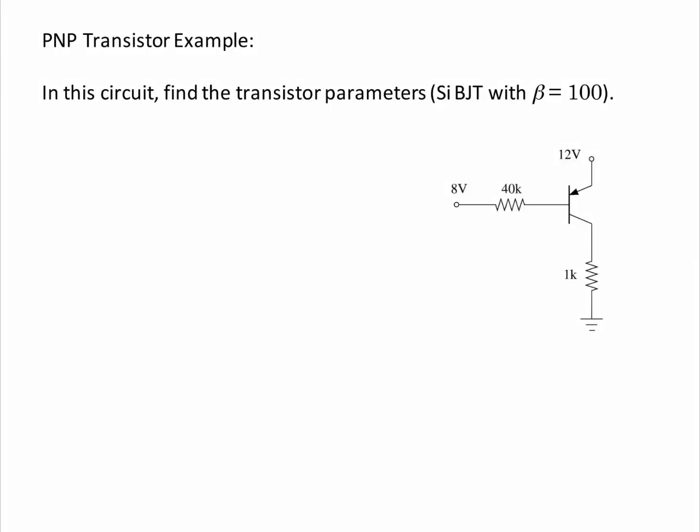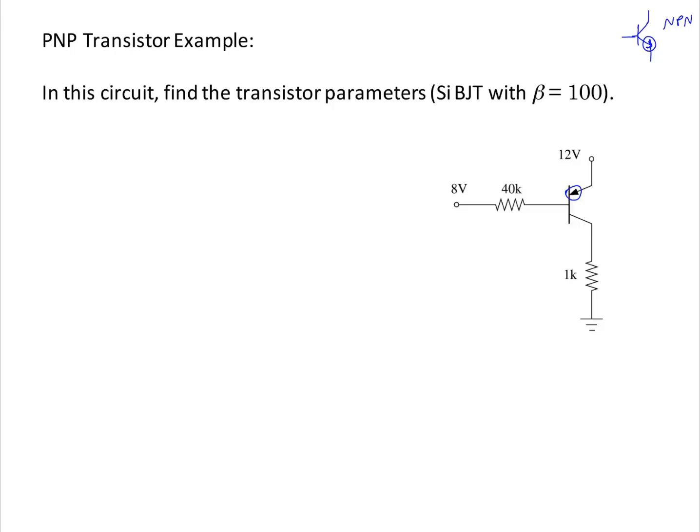So the question asks us to find the transistor parameters, and by that we mean finding I base, I collector, I emitter, voltage between base and emitter, and voltage between emitter and collector. I know that this is a PNP transistor by looking at this arrow here, because the arrow points toward the inside of the device. Compare it to an NPN transistor, in which the arrow points outside of the device. So that's an NPN transistor, and this is a PNP transistor.